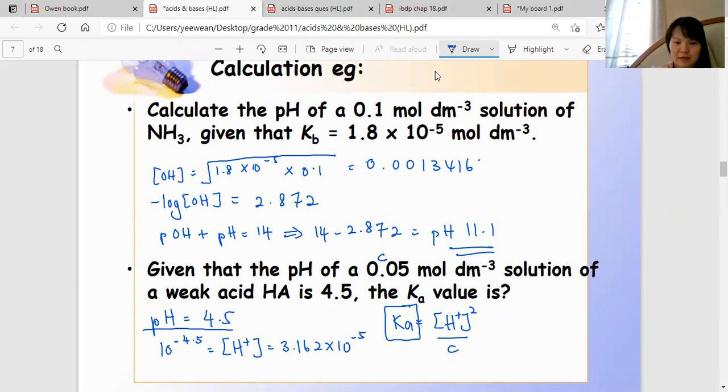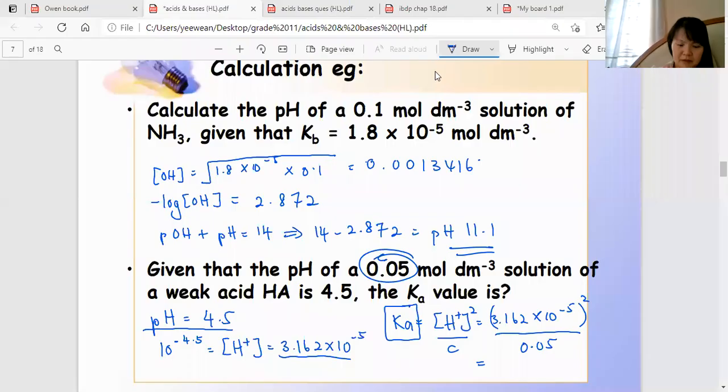Okay, so I'm going to replace this value here. Square this and divide this. Let's key that in our calculator. So I got 2.00 times 10 to the power of negative 8. That would be my Ka.